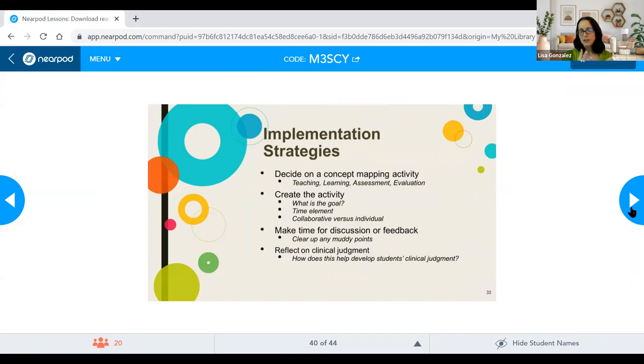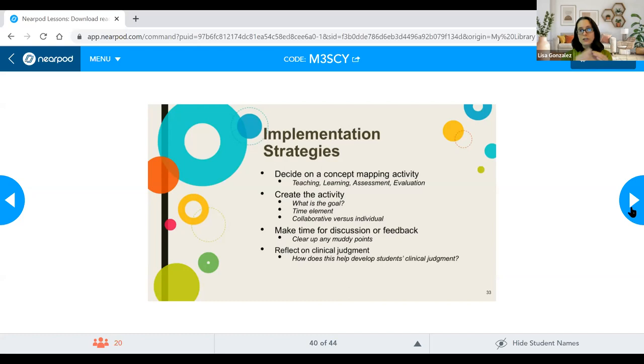I saw in the chat a lot of people are already starting to develop concept mapping and learning activities, or you've already developed them. So I'm sure you're familiar with the steps to developing a learning activity. Think about what your purpose is for your concept map. Are you trying to do teaching learning moments or assessment evaluation? And then you create the activity with these components in mind.